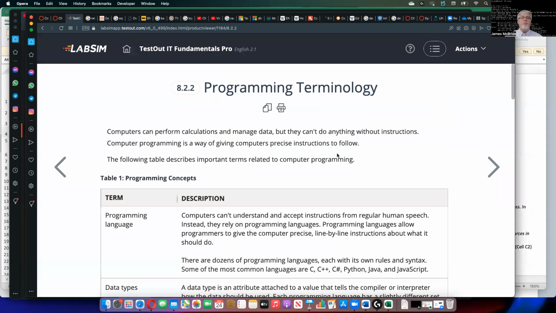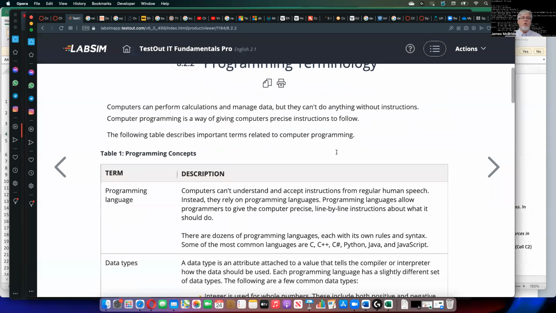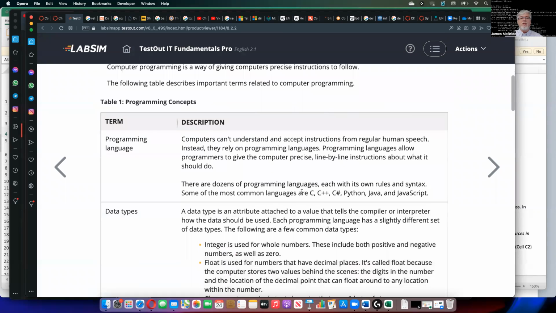So let's take a look at some terminology. You got a programming language. And these are examples. As I said, C++ is the old, it's what C# kind of replaced, kind of. Python is very popular, Java and JavaScript.